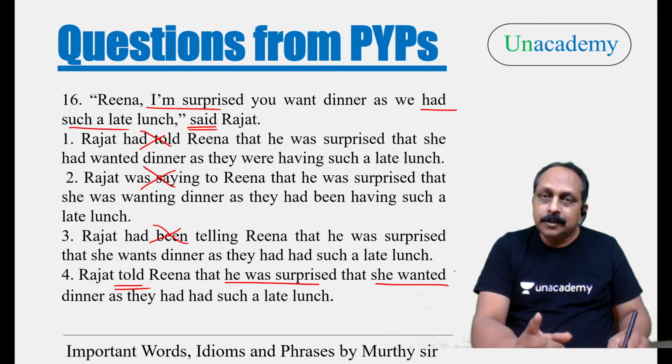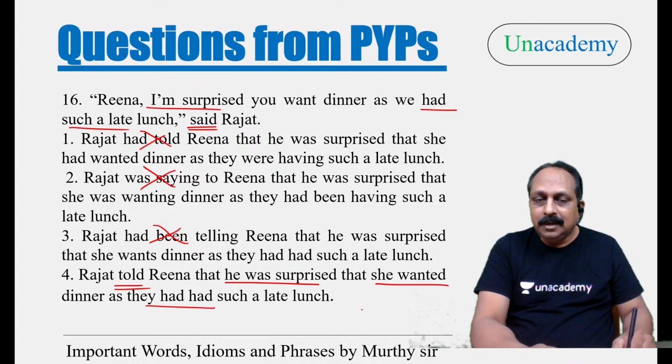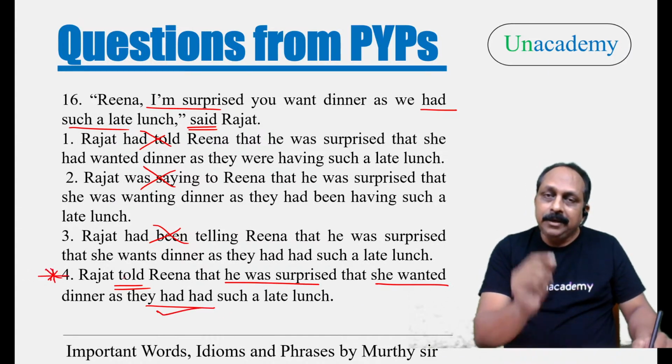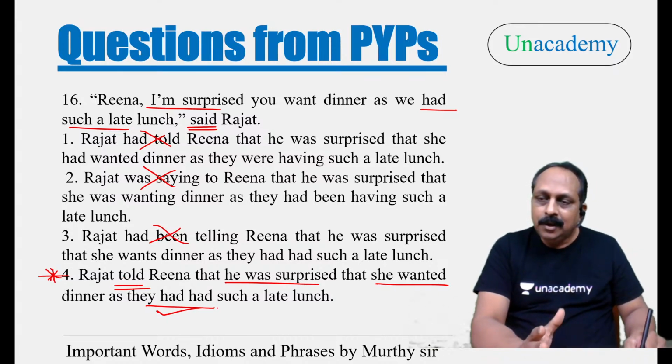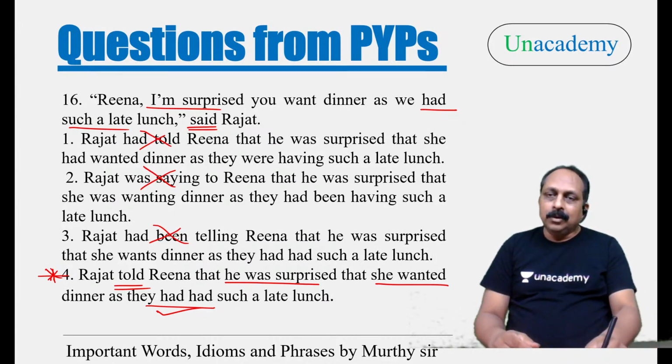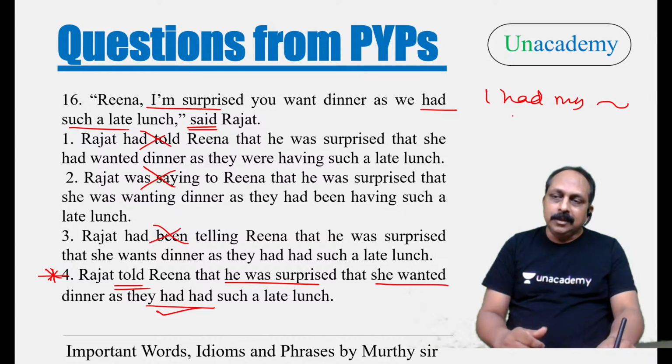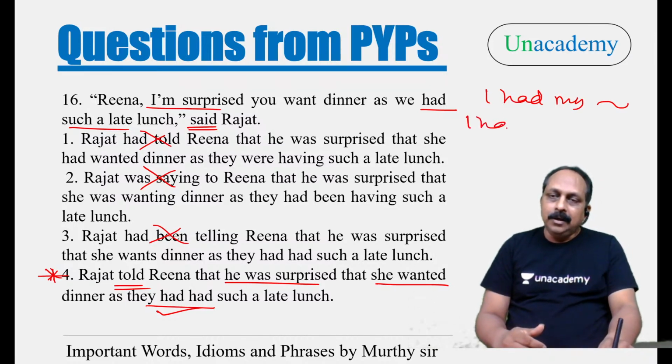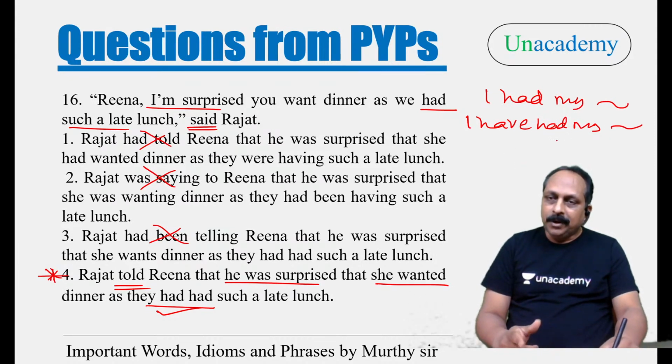We had, that is past, changes to past perfect. They had had such a late lunch. This is a very good question. Many students, when they see had, first reaction, oh, something is wrong with this. How can we use had two times? But nothing wrong. Look at this sentence. I had my breakfast or lunch, whatever. Which tense is this? Past tense. I have had my breakfast, present perfect.